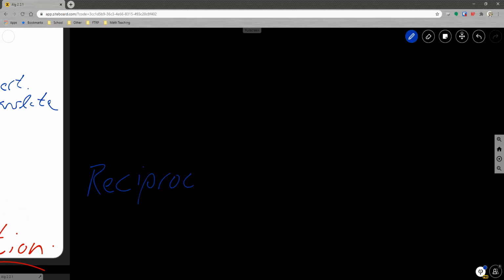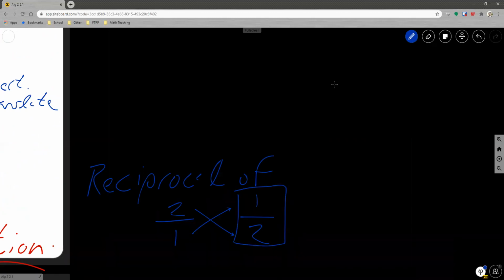The reciprocal of 2 is just going to be turn the 2 into a fraction, and then the reciprocal is just a flipping of my fraction. So my denominator becomes my numerator, and my numerator becomes my denominator. The reciprocal of 2 is 1/2.